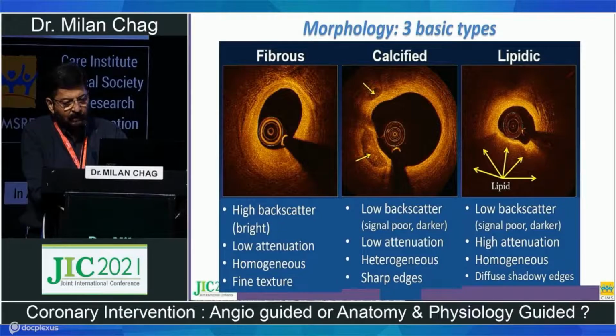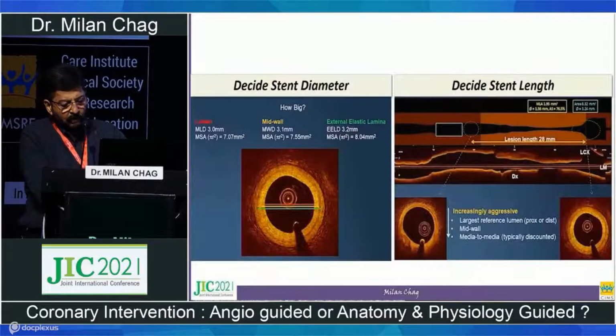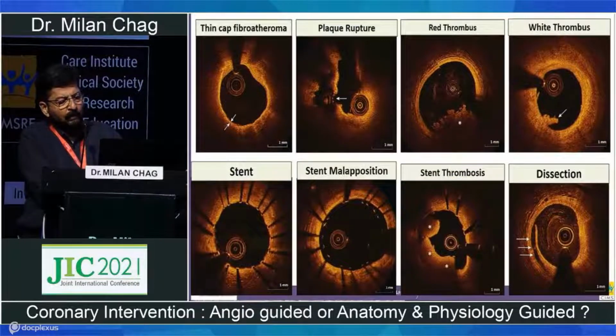Lipid pool is always dangerous. You can see thin cap fibroatheroma followed by lipid here. So this is a vulnerable plaque. You can see plaque rupture. You can see red thrombus, which is fibrin rich. This is platelet rich white thrombus.